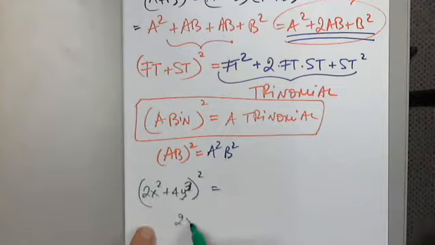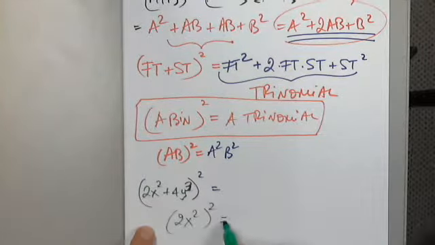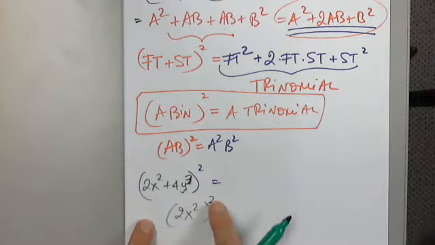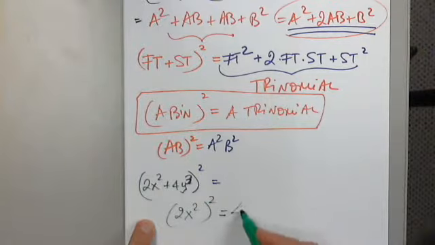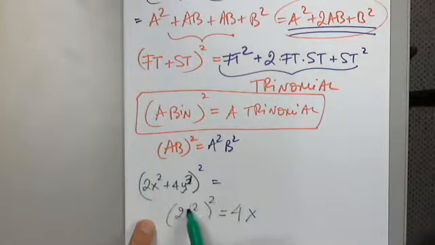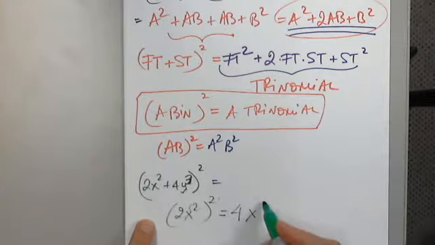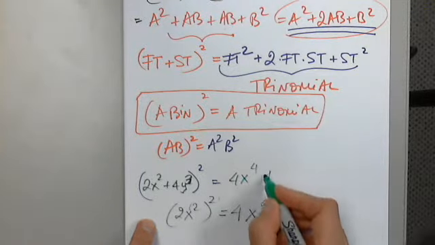So how much is 2x squared, squared? 2 squared is 4. I copy the base, and what happens to the exponent? No, I don't add. Multiply, I agree. So this is 4x to the 4th plus.